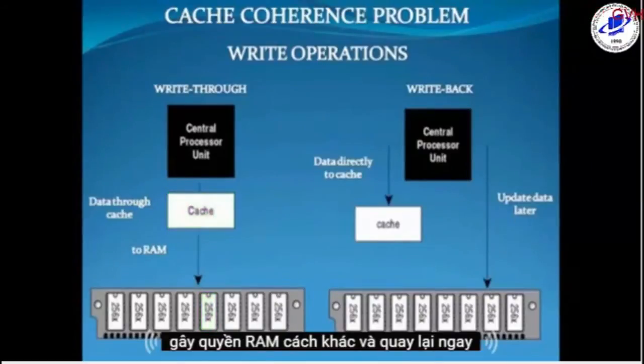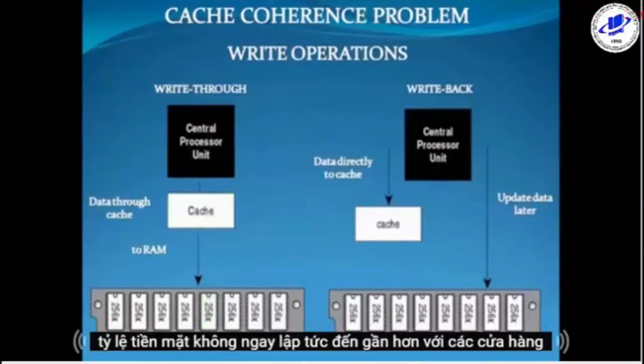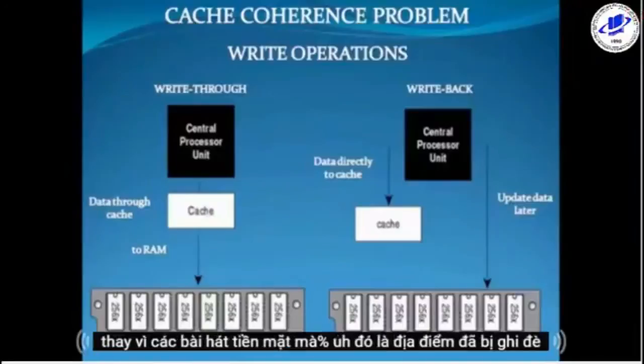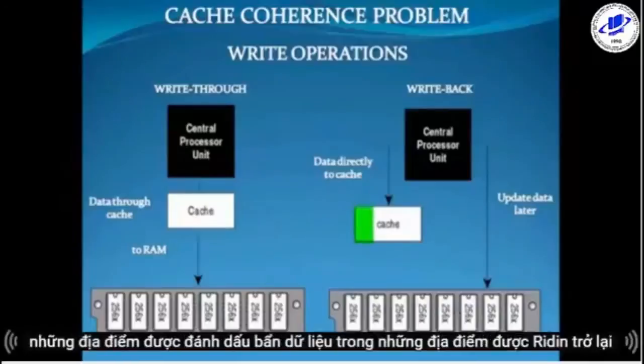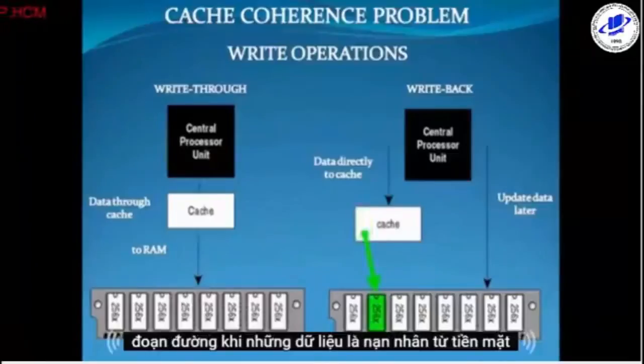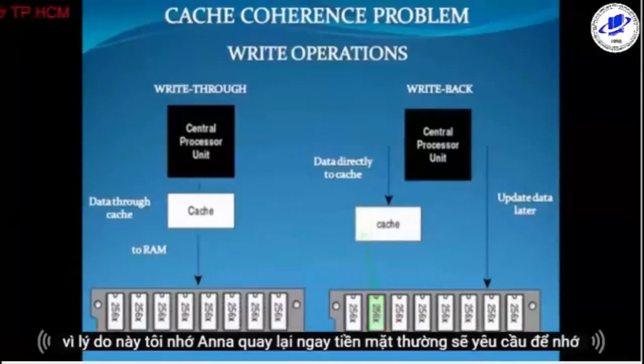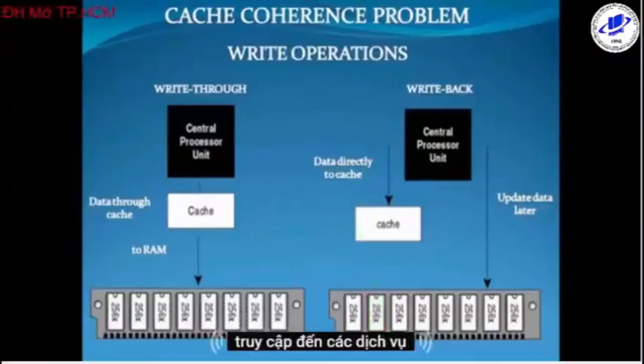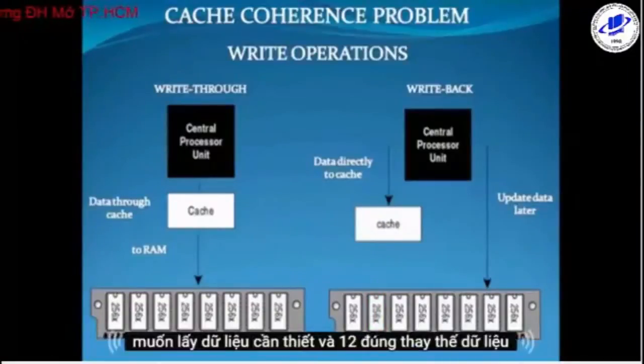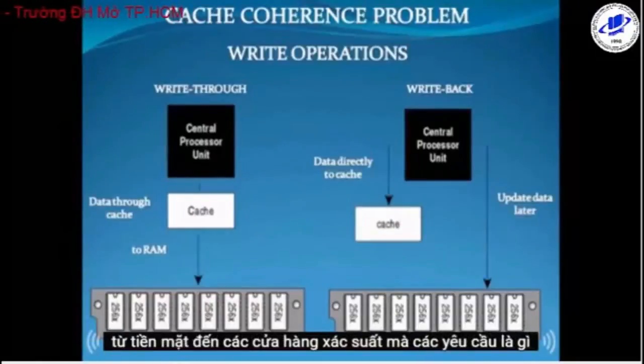Alternatively, in a write-back cache, writes are not immediately mirrored to the store. Instead, the cache tracks which of its locations have been written over. These locations are marked dirty. The data in these locations is written back to the RAM when those data are evicted from the cache. For this reason, a miss in a write-back cache will often require two memory accesses to service, one to retrieve the needed data, and one to write replaced data from the cache to the store.